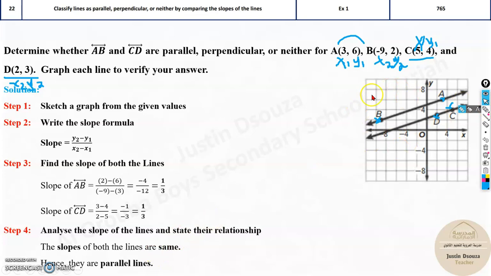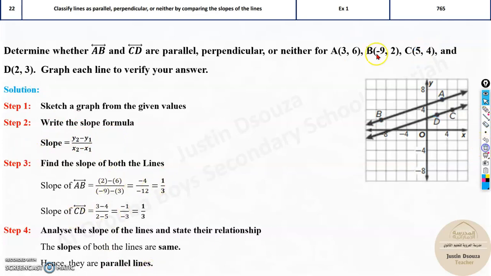That's it. So yes, these are parallel lines. That would be the answer. But you know, you're not selecting the answers. You have to write the answer. You need to do the steps: the rough graph, write the slope formula, use the slope, and then solve it up.